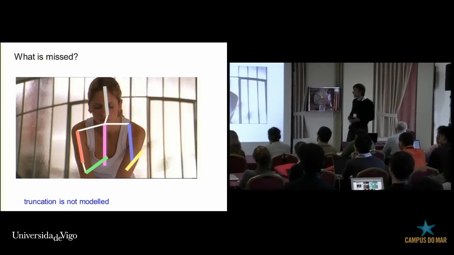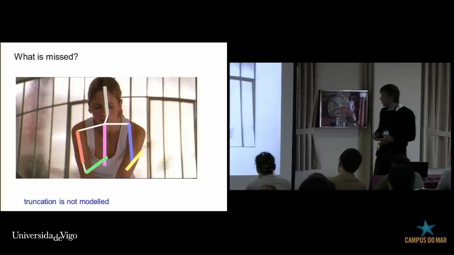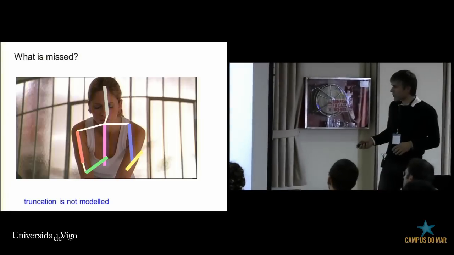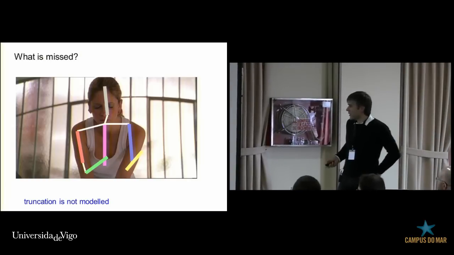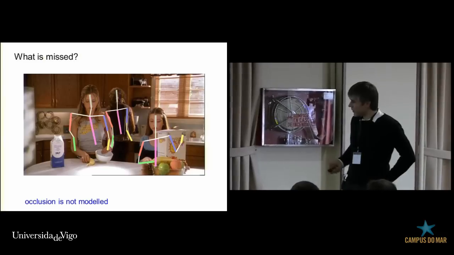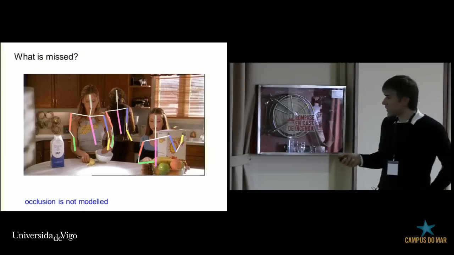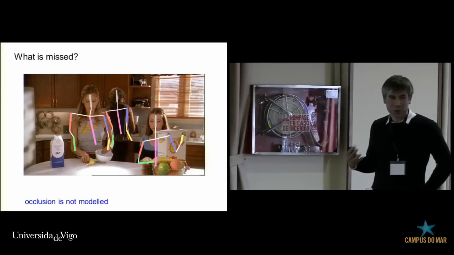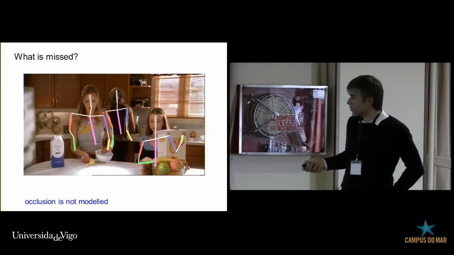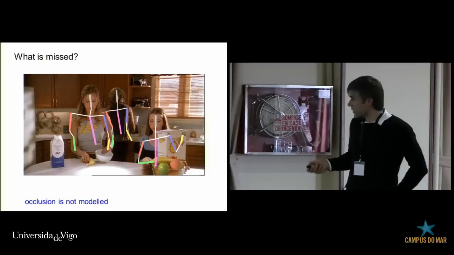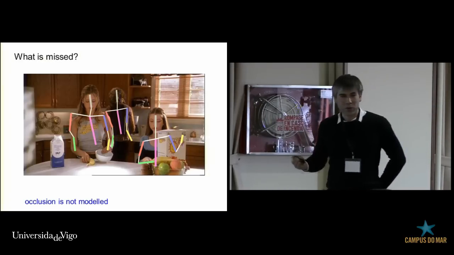Okay, so where are the current failures? Truncations are very hard. Here maybe it could be modeled, because we know this is an image boundary, so we could extend the model to be a bit more clever. But here, if you would like to reason about occlusions in this image, just looking at the people, which is what current methods do, would not be enough. We really need to know something about the rest of the scene. What is the occluder? Is this an occluder, or is it an error of my pose estimation?